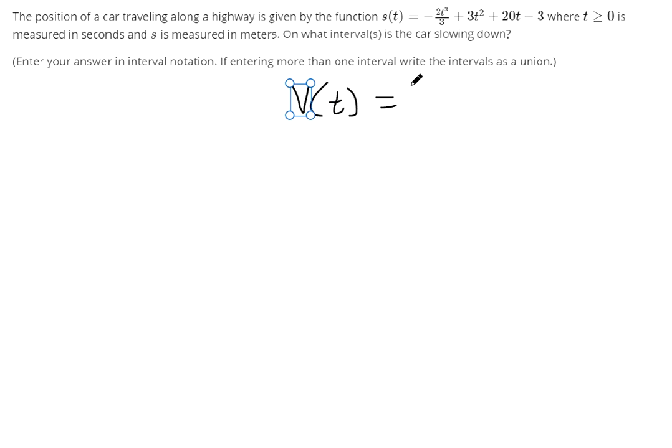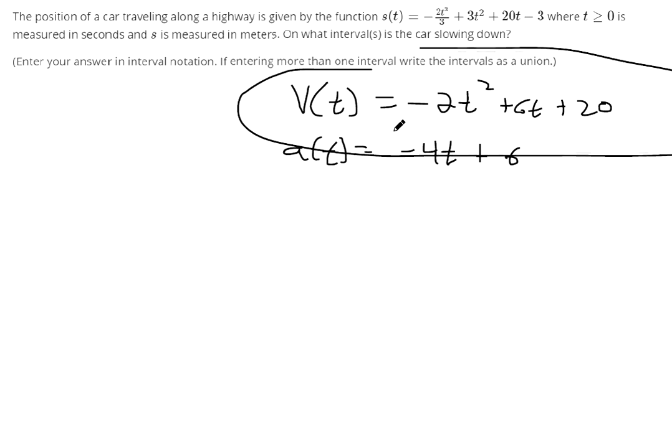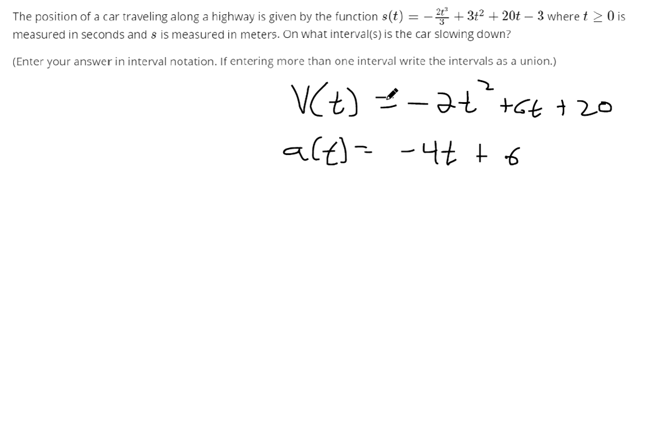the first derivative of the location function, the positional function. So it's negative 2t squared plus 6t plus 20. And we also need to know something about the acceleration, which is just the derivative of the velocity. And now we want to find when the velocity and the acceleration have different signs.